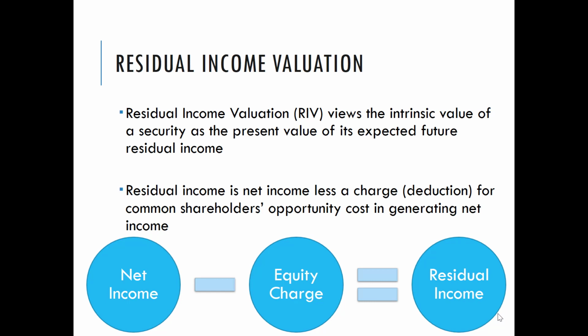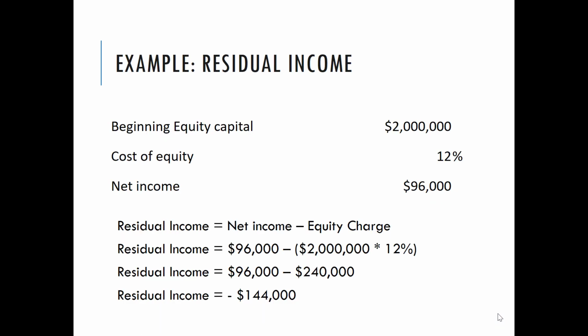And the way that we figure out the economic profit is by subtracting an equity charge, which is there to compensate common shareholders for their opportunity costs. So for example, in this example, we have a company that has a positive profit of about 96,000. Its beginning equity capital is 2 million and the cost of equity is 12%. The equity charge is that 2 million multiplied by the cost of equity.